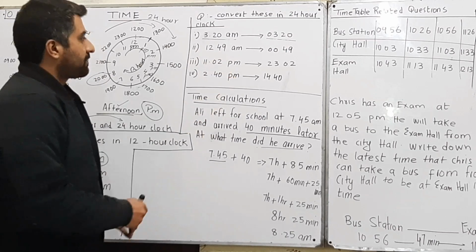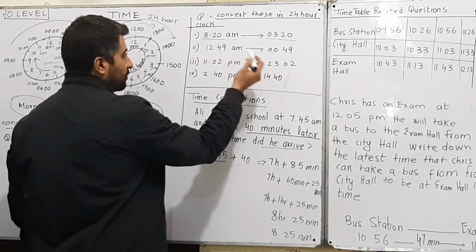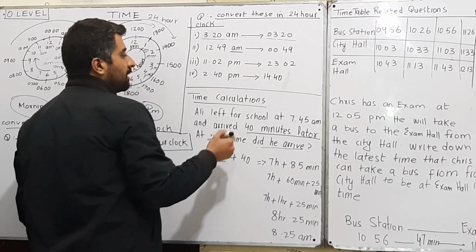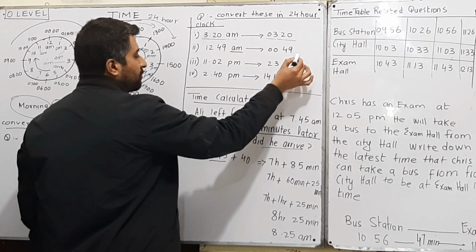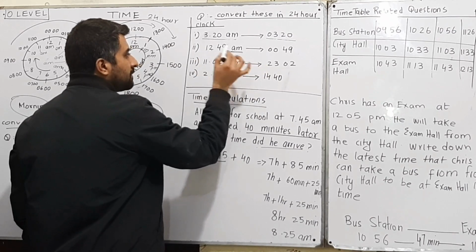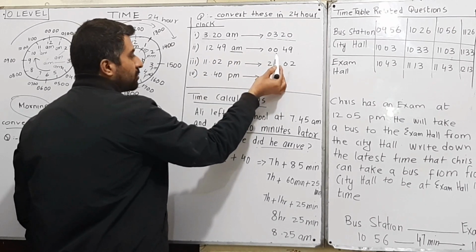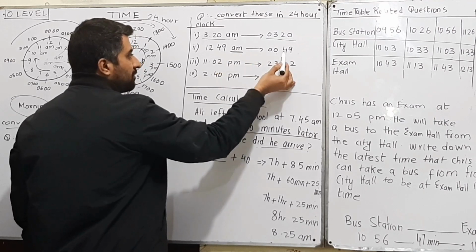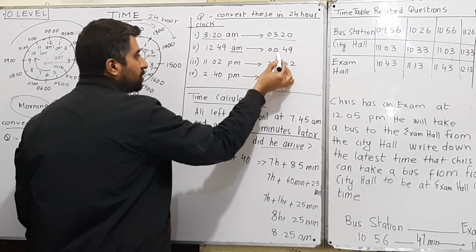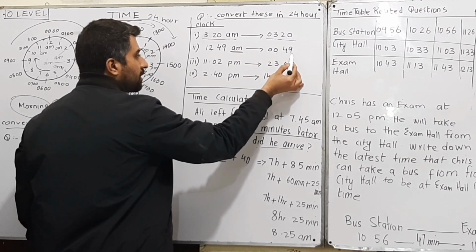12:49 AM. Yes, we are going to do some calculation over here. Now AM is the morning time, but we are not going to use AM in 24-hour clock. Now 12 AM in 24-hour clock is 00, and 49 will be 49. So 12:49 AM is 00:49 in 24-hour clock.